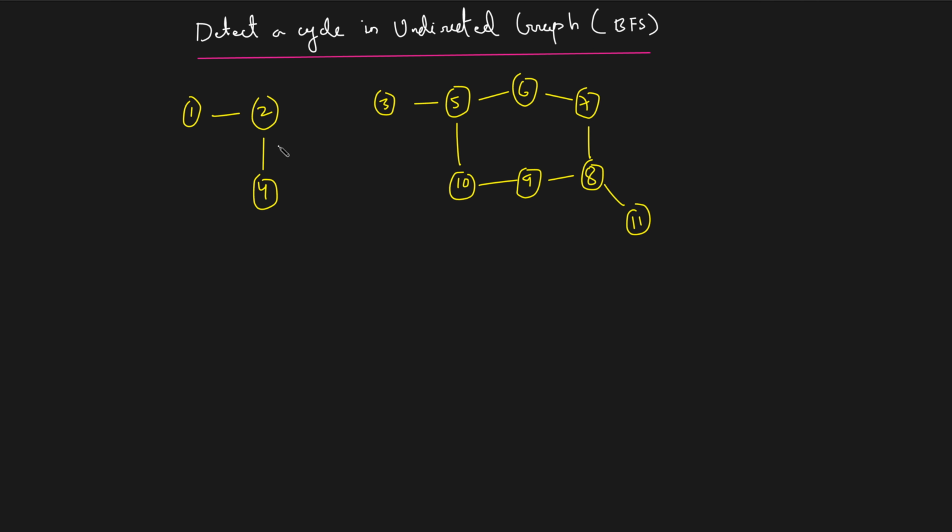So today we will be solving the problem detect a cycle in an undirected graph, but this time we will be solving this using the BFS algorithm. Yes, in the previous video we did learn about how to solve this problem using the DFS algorithm, but over here we are going to use the other traversal technique that is known as the breadth first search traversal technique.